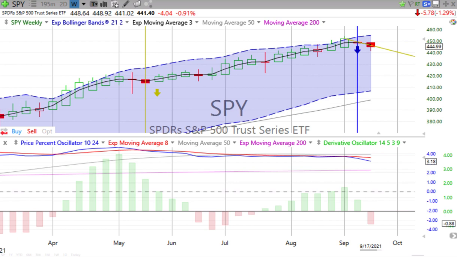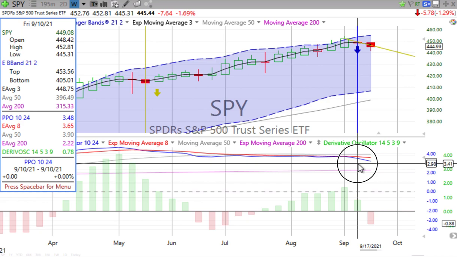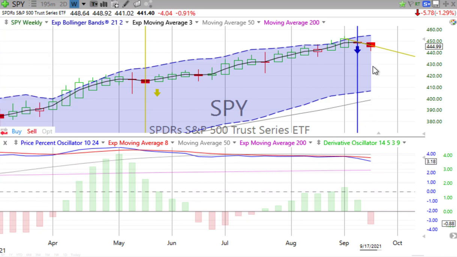Let's jump into these charts. Everything down for the day. Stocks really hammering down. S&P down 1.29% for the day. Of course, remember that 2-day crossover going down. Looking pretty sweet right now, isn't it? We see the price percent oscillator pulling away from the red signal line. Derivative oscillator negative and gaining downward momentum. Red down candle for the week with a tail on the bottom.